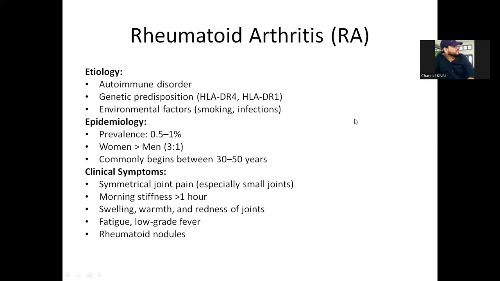The clinical symptoms are symmetrical joint pain, the pain which occurs in joints, and morning stiffness. During morning time, there is stiffness in the joints for greater than 1 hour, and it also causes swelling, warmth, and redness of joints, and it also causes fatigue and low grade fever. So these are the symptoms of rheumatoid arthritis.